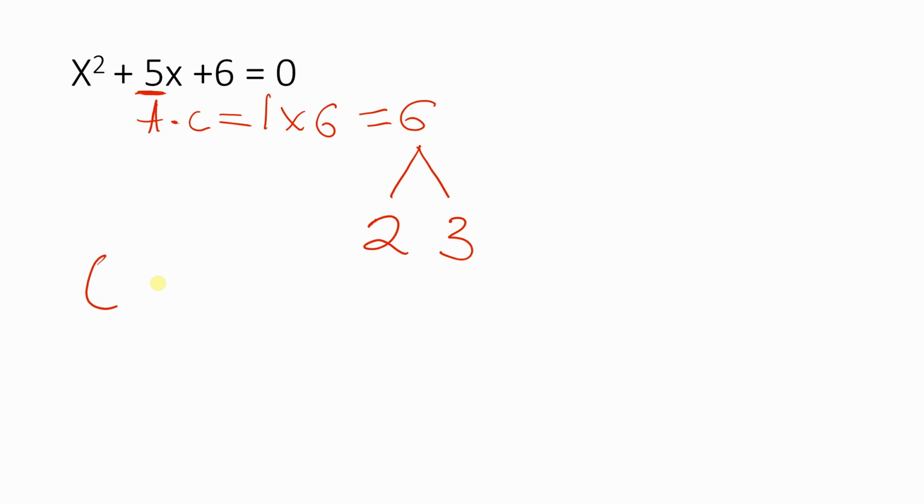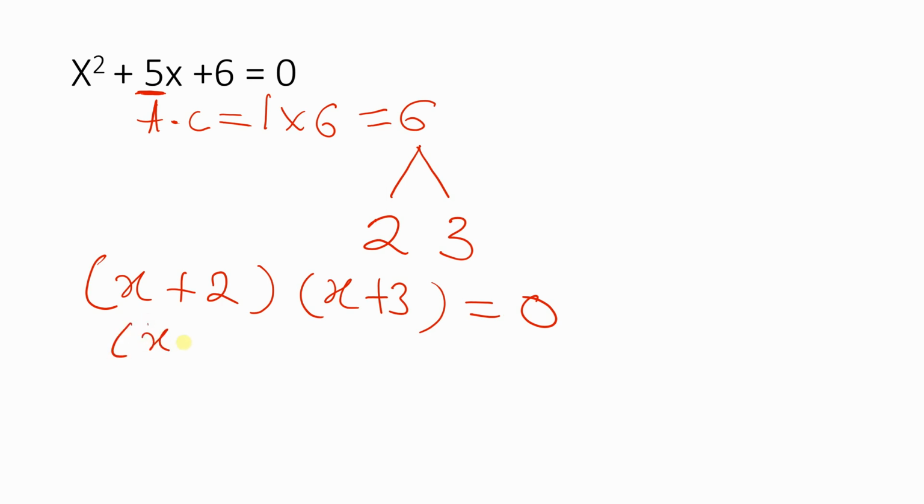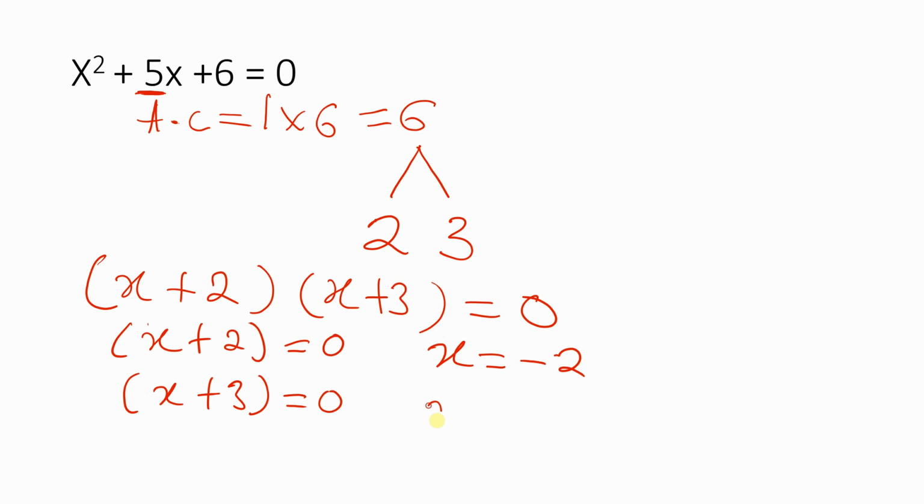So again, we put them in our brackets. So we've got x plus 2, x plus 3, all set to 0. So again, we pick each of the brackets and then match it to 0. So x plus 2 equals 0. And for that, our x would be minus 2. So we do the same for the next one, so x plus 3 equals 0. Again, that also gives us x equals minus 3.